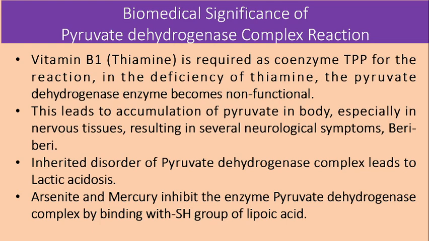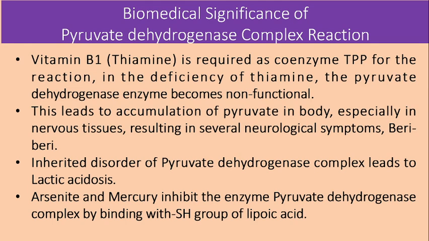This will lead to accumulation of pyruvate and lactate in the body, especially in the nervous tissues, which will lead to several severe neurological symptoms. The neurological symptoms include peripheral neuritis and CNS disorders, which are similar to those in patients with beriberi and chronic alcoholics. So whatever symptoms are exhibited by beriberi and chronic alcoholics, the same symptoms we can find when there is deficiency of thiamine.